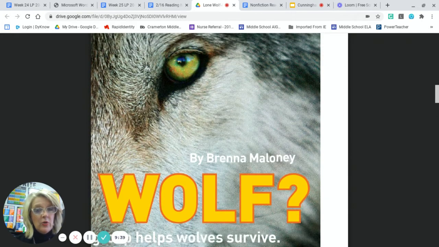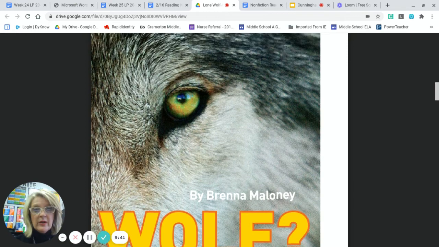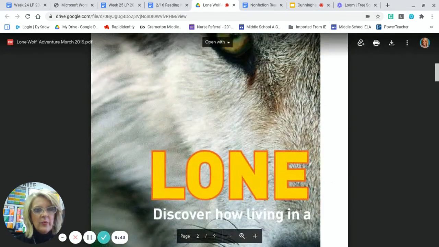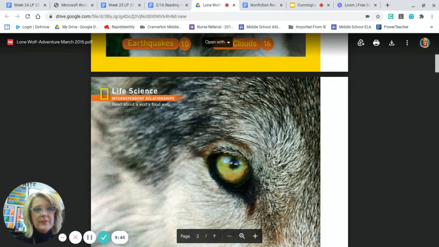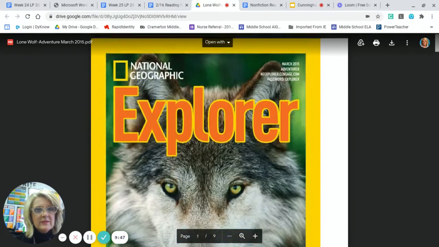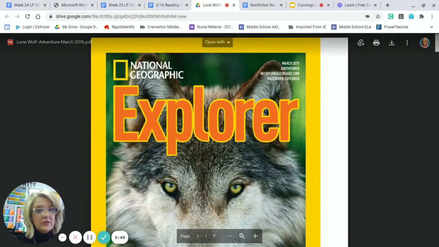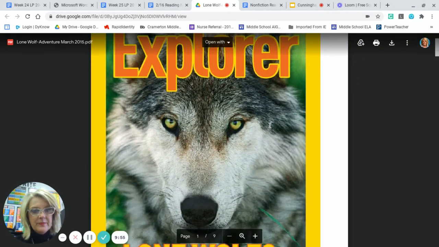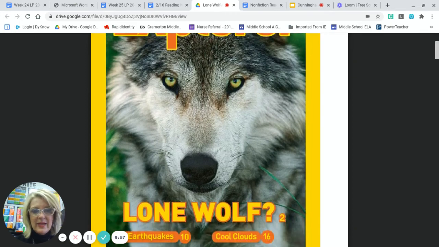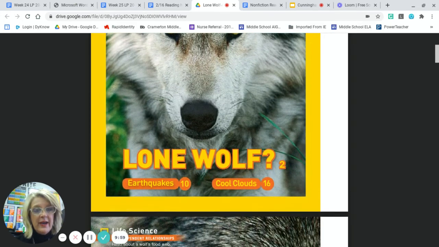First of all, Lone Wolf with a question mark is the title. It's hard to see the whole page here. This is on National Geographic Explorer, from the March 2015 edition. So it's dated. It's about 6 years old now.